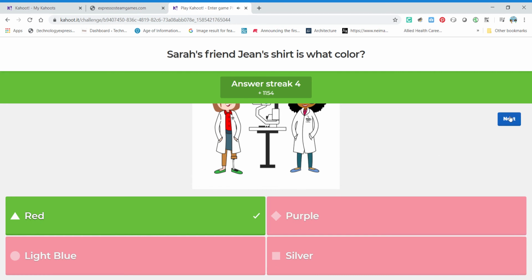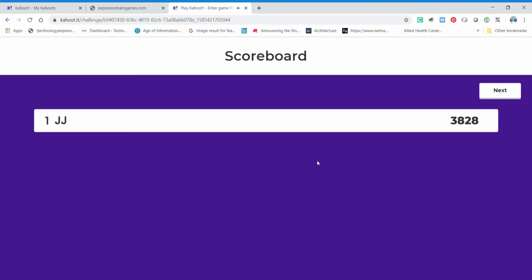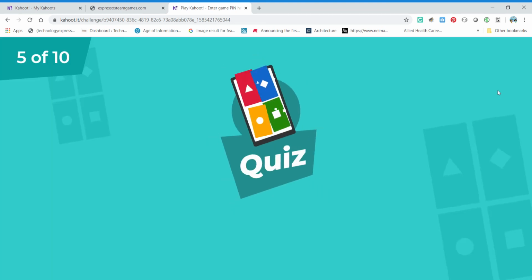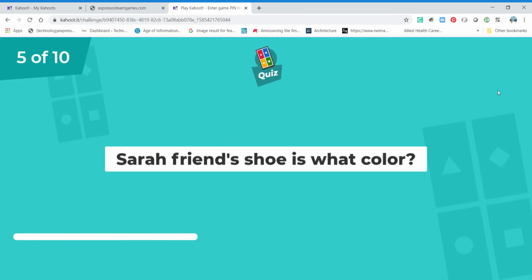Good for you. Now, notice that I'm playing this game and you don't see the other names. If you play this at a later time, you'll still be playing against me. And ultimately, they'll just accumulate names on the board. So you still see your score compared to mine. We're at number 5, so we're halfway there.